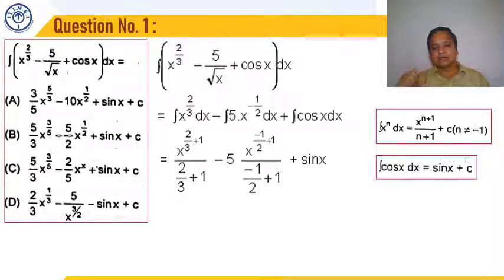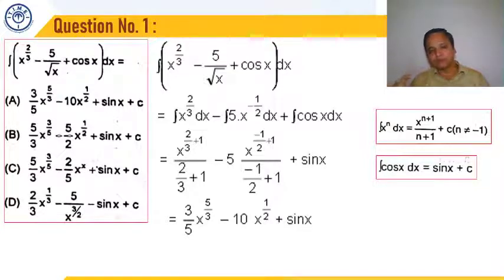So 2 by 3 plus 1 becomes 5 by 3 and minus 1 by 2 plus 1 becomes half, 1 by 2. So if we simplify this expression, it becomes 3 by 5 x to the power 5 by 3 minus, 1 by 2 is in the denominator. So minus 1 by 2 plus 1 becomes 1 by 2. 2 goes into the numerator. It becomes minus 10 x to the power 1 by 2 plus sin x. Now 3 by 5 x to the power 5 by 3 minus 10 x to the power 1 by 2 plus sin x and plus c. C is the constant of integration.